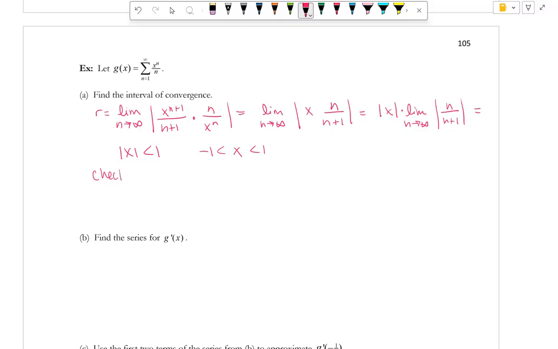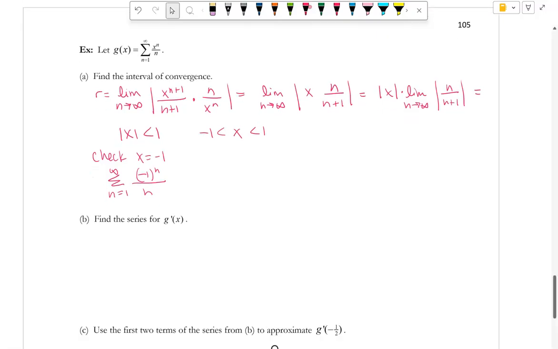So when I check x equals -1, that just becomes (-1) to the power of n over n here. So this is an alternating series. If I look at just its absolute value, I would have 1 over n, which decreases to 0. So I know that this series converges by AST, the alternating series test.